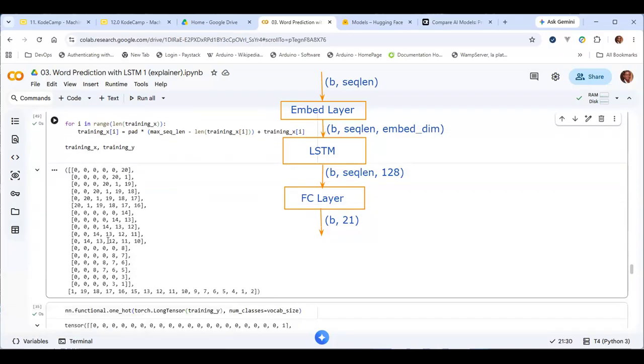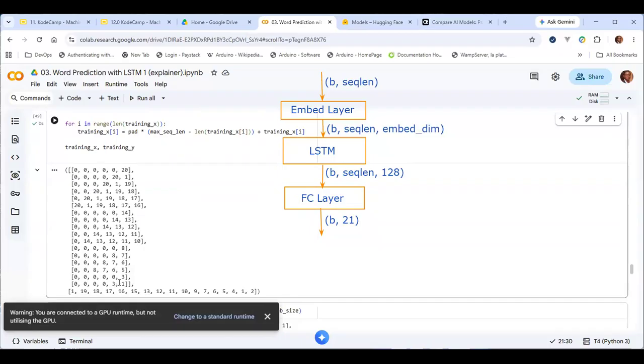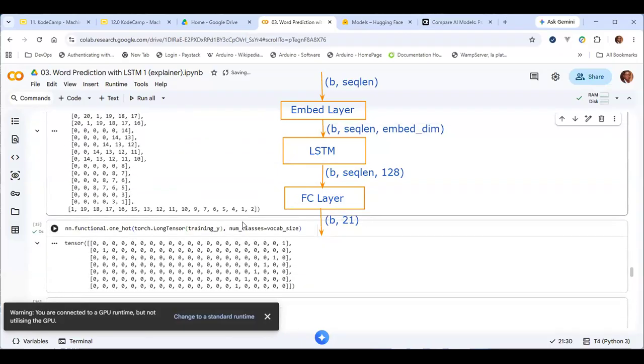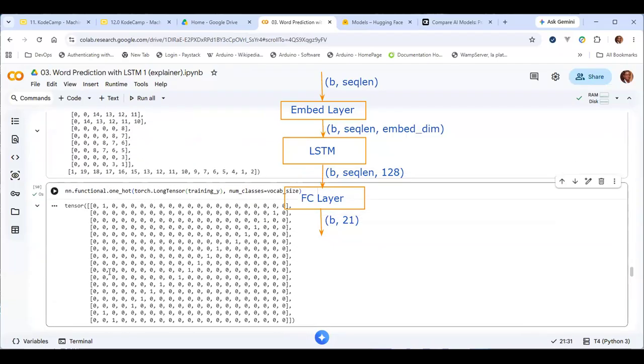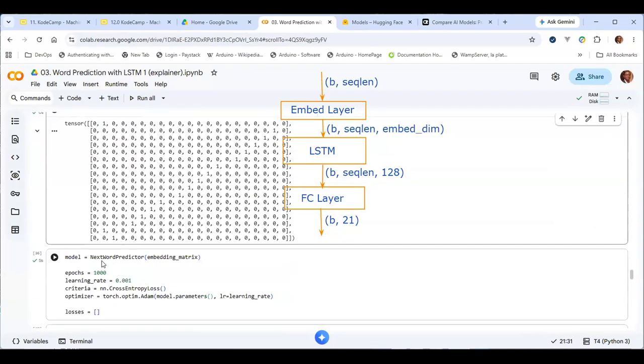So let's see if this is actually correct. 1, 2, 3, 4, 5, 6. So it pads to 6. So it pads everything correctly. All of the sequences should be padded to the same length. All right, so we now have that. And this now gives us more data for training.